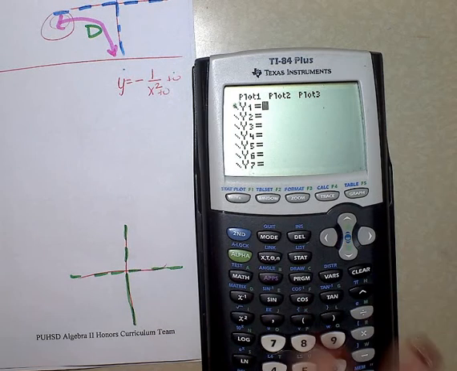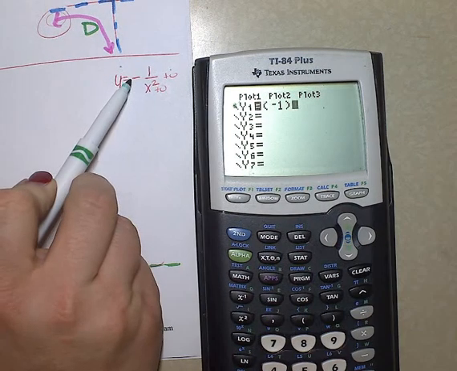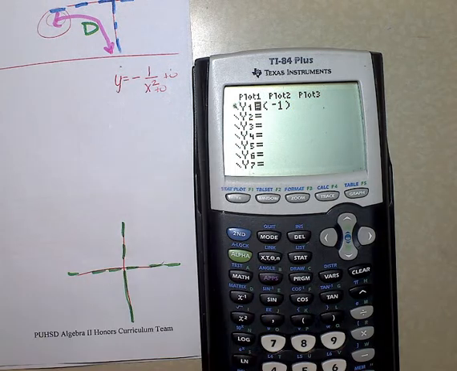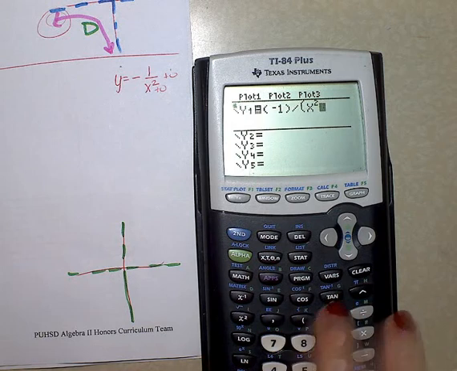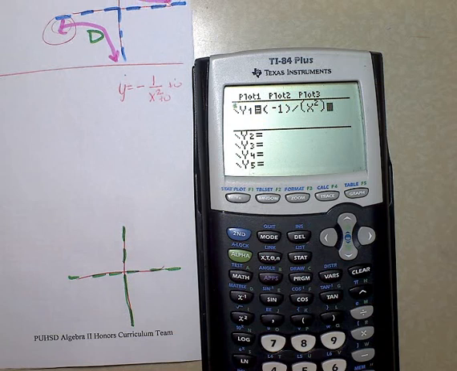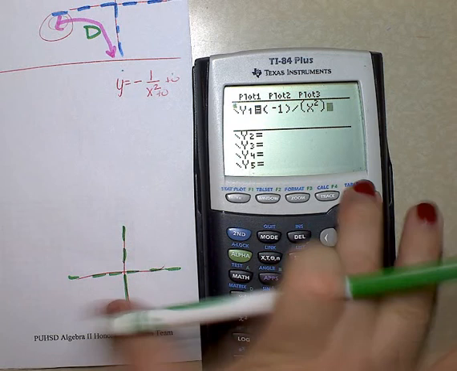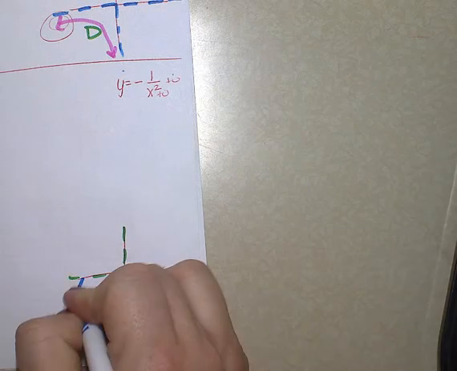So I'm going to do in parentheses negative 1. As a reminder, when you have a negative sign that's at the same level as your division bar, we can push it up to the top. That's why I have a negative 1. Divided by parentheses x squared. Okay, graph it. So I can see this time they're both going down. It's just a rough graph here.